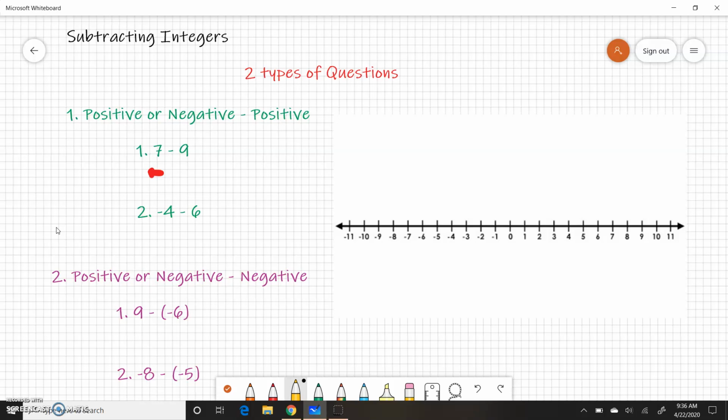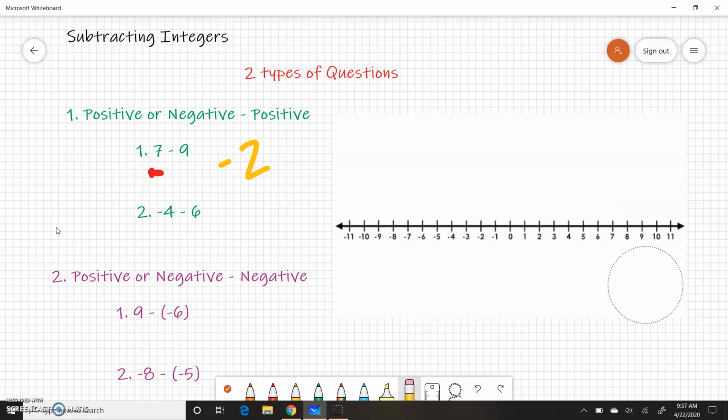So you're going to start with the first number that you're given. So 7. I'm going to circle 7 on the number line. Okay? And I'm subtracting 9. So subtracting means I'm getting smaller, so I'm moving left. I'm going to move left 9 spaces. 1, 2, 3, 4, 5, 6, 7, 8, 9. That landed me on negative 2. So 7 minus 9 equals negative 2.